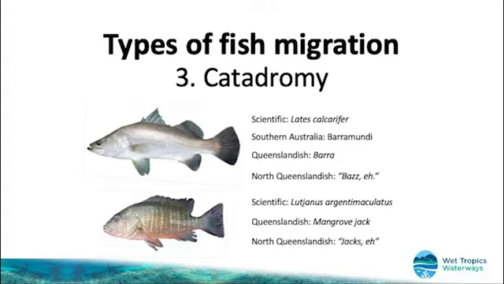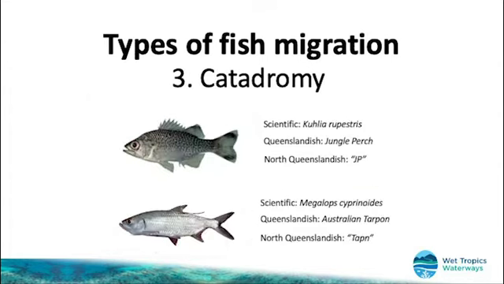It's another fish that breeds in the estuaries or along the coastlines, and the juveniles move upstream to the headwaters to grow out to become mature fish. A couple more catadromous fish: we've got Kuhlia rupestris, the jungle perch, or JP. And then we've got Megalops cyprinoides, the Australian tarpon, otherwise known as tarpon. So there's a few catadromous species that you might know from our wet tropics waterways.